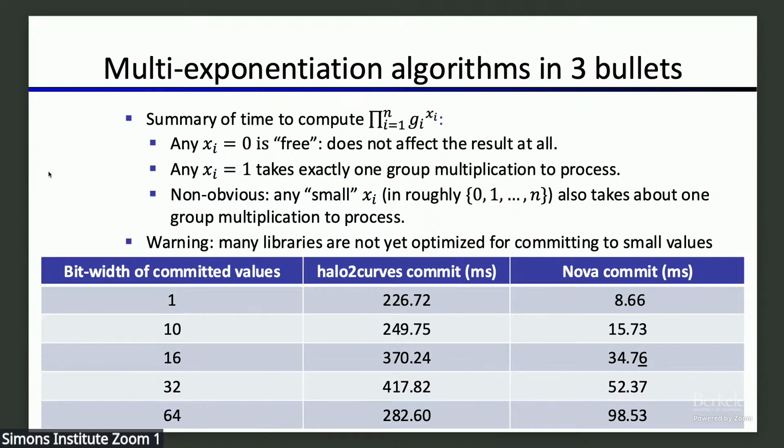No, so generally, generating these G_i's is pretty expensive. You run a PRG, but then you have to call hash to curve, and hash to curve is pretty slow. So you really only want to do this once and then produce many proofs with the same commitment key.